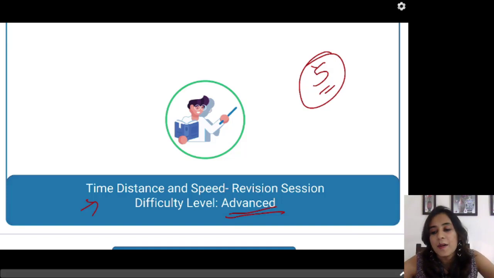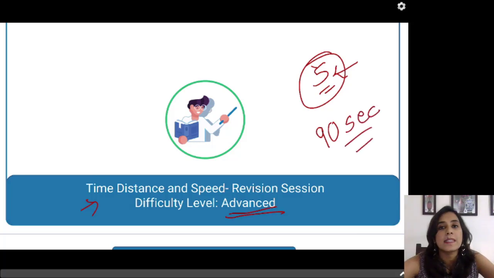So guys, we are going to solve five questions, and for each question you will be getting 90 seconds. So let us see who can get all the five questions right. If you can get all the five questions right in 90 seconds, which is 1.5 minutes, it means that you are well prepared for your exam as far as the time, distance and speed topic goes.